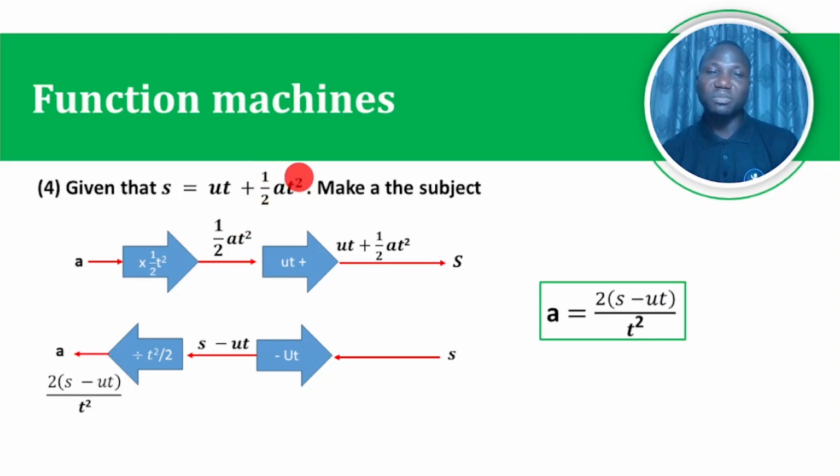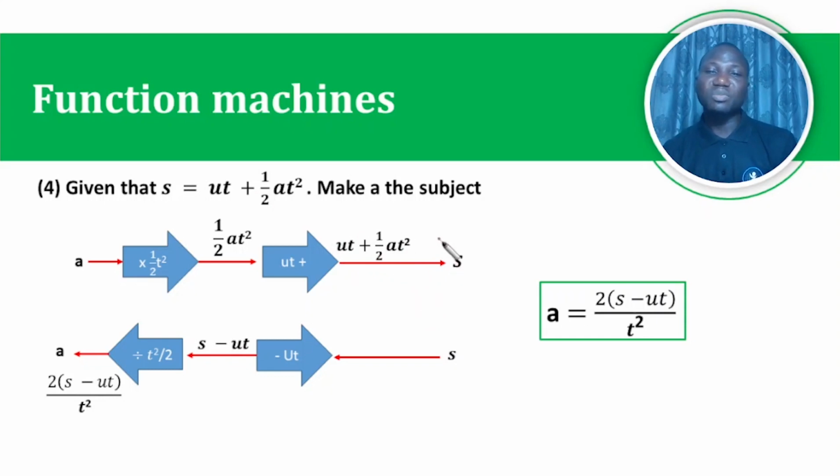We can see clearly from this equation that half at squared is added to ut, or ut is added to half at squared, which means that the function of this second machine is to add ut to what is coming into it. So we are going to have ut plus half at squared, which will be our final output. Therefore, s, which is our output, will be equal to ut plus half at squared.